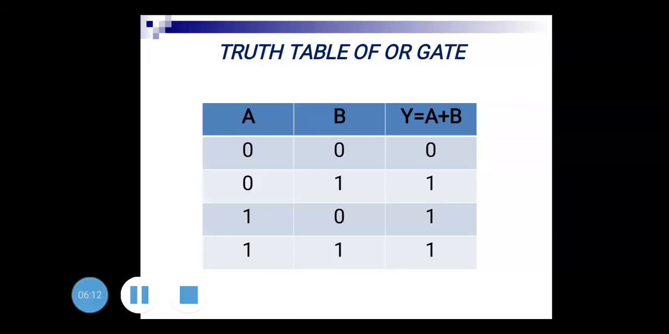Now if you check the first input, 0 and 0, both are 0, therefore the output is 0. But if you check the second input, 0 and 1, one input is 1, so the output is 1. Then the third input, one input is 1, the second is 0, but since one input is 1, the output is 1. And last, both the inputs are 1, so the output is 1. It is like binary addition. So 0 plus 0 is 0, 0 plus 1 is 1, 1 plus 0 is 1, and 1 and 1 in binary is 0 carry 1. But here you consider both as 1.